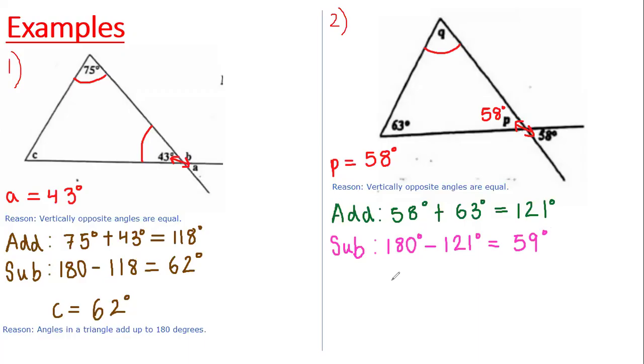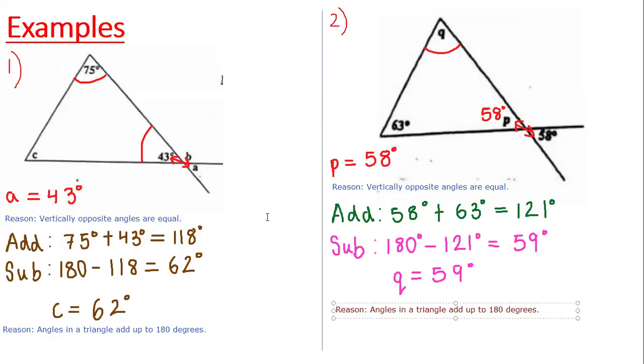So that means that what? Q is equal to what? 59 degrees. Very good. And so the reason is that what? Angles in a triangle add up to what? 180 degrees. Very good. All right. That is our last question.